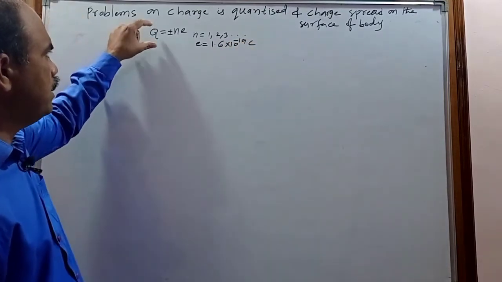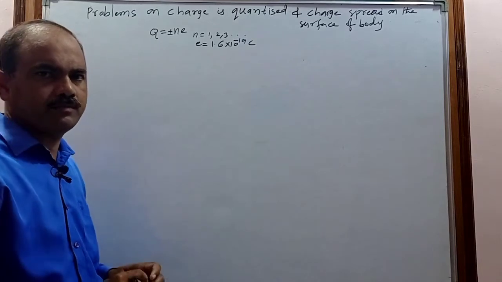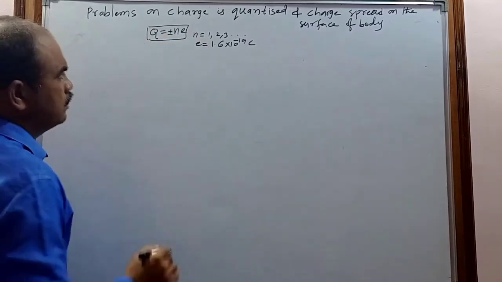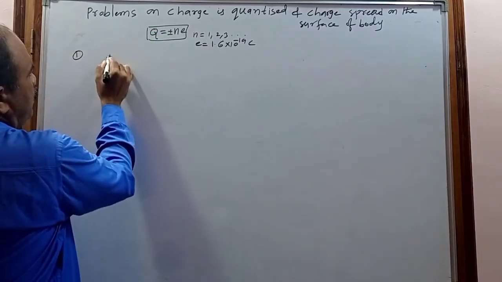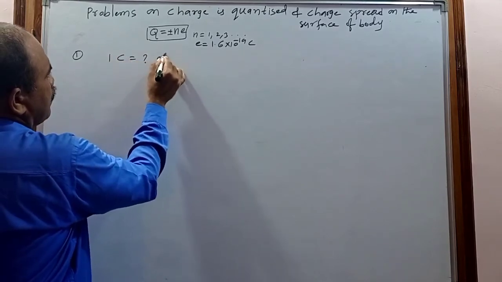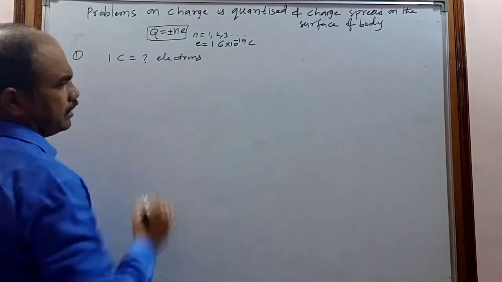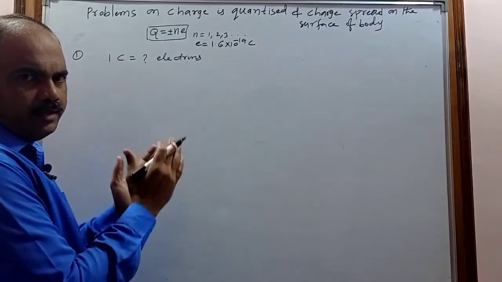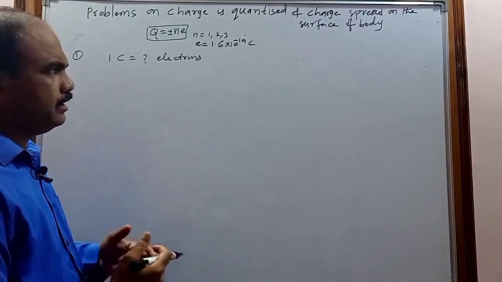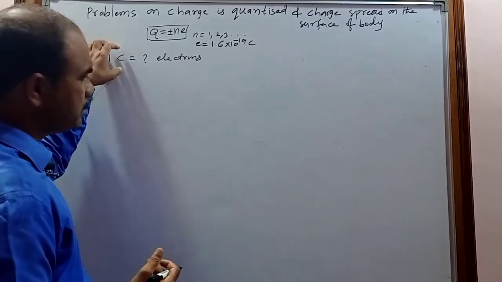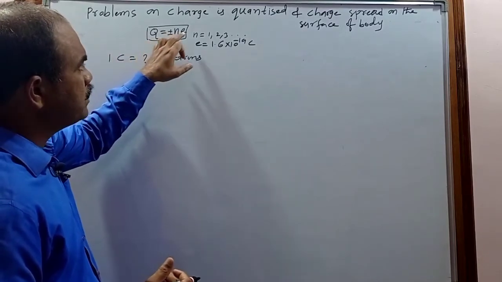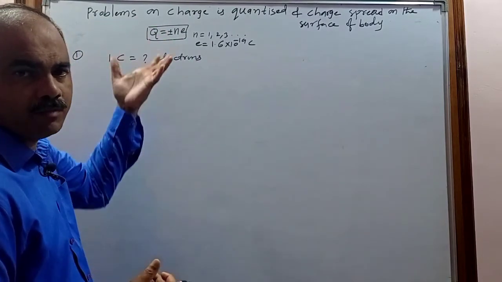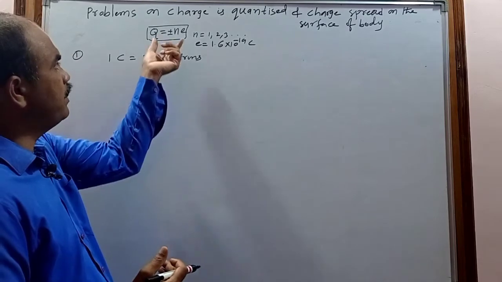Based on this we are going to solve some problems. That is charge is quantized, and this is the formula of charge is quantized. The first problem is, how many electrons does 1 coulomb charge contain? Let us consider the body has 1 coulomb charge. To create 1 coulomb charge, how many electrons are required? According to charge is quantized, the charge of the body must be an integral multiple of the electron charge. That can be done with the help of this formula.